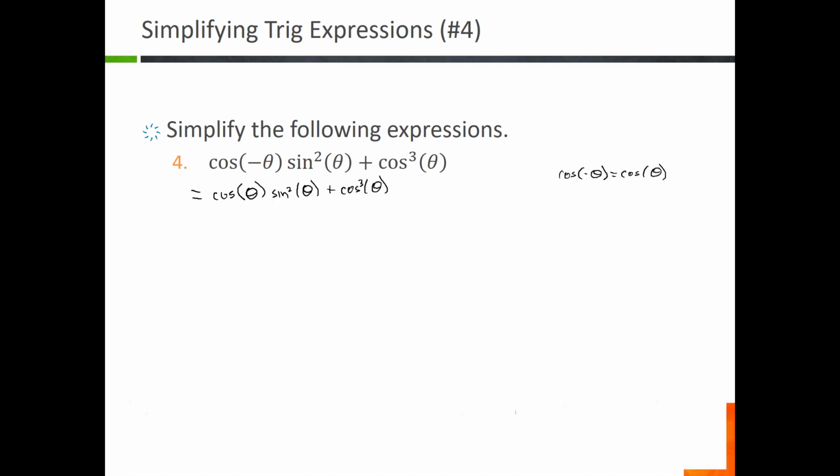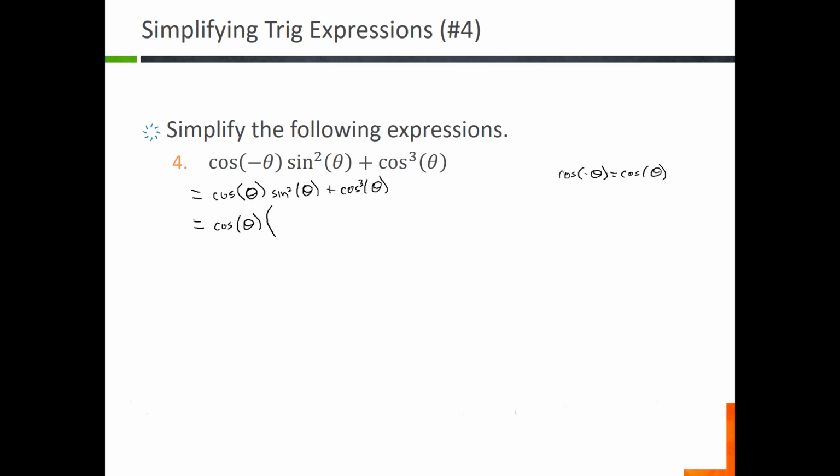I have a cosine on my first term, and I have 3 of the cosines on the second term, so I'm going to factor out 1 cosine. Again, you could do this step differently. You could replace the sine squared with the Pythagorean identity, but I want to do my algebra first. That's just personal preference. You can do it however you want.